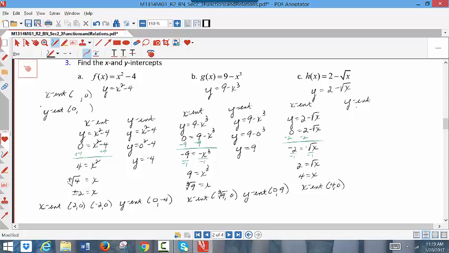My y-intercept, going back up to this new equation, is going to occur when the x value is 0. Well, the square root of 0 is just 0, so the y value is 2. Therefore, the y-intercept is occurring at the point 0, 2.